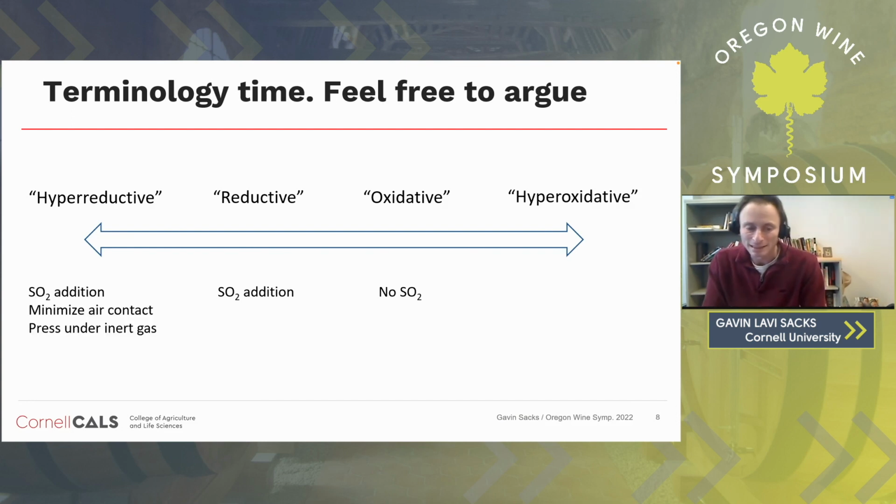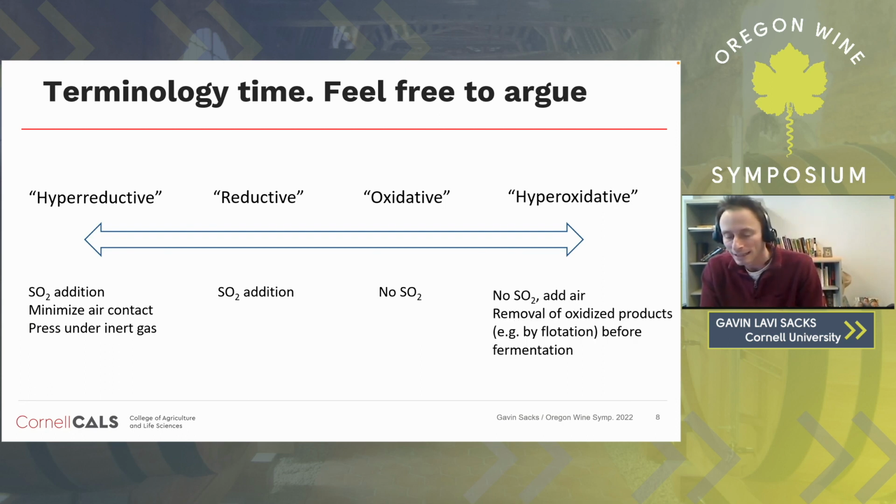If it's hyperreductive, then not only will SO2 be added, but there will be an effort to minimize air contact pre-fermentation. This may include, for example, pressing under inert gas or otherwise trying to exclude air. While hyperoxidative, on the other extreme, means not only is SO2 not added, but air is intentionally added. And this will result in considerable amounts of browning of the must. And usually winemakers will then try to remove those brown products, say by flotation, flocculation, prior to fermentation.